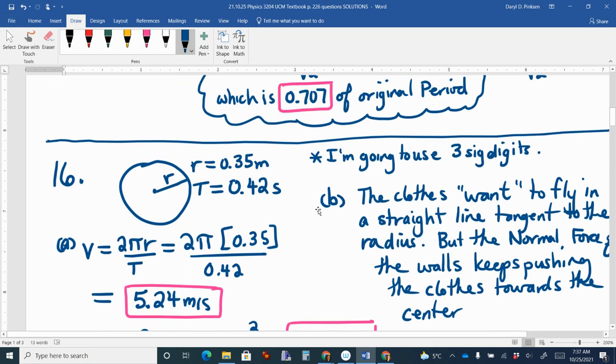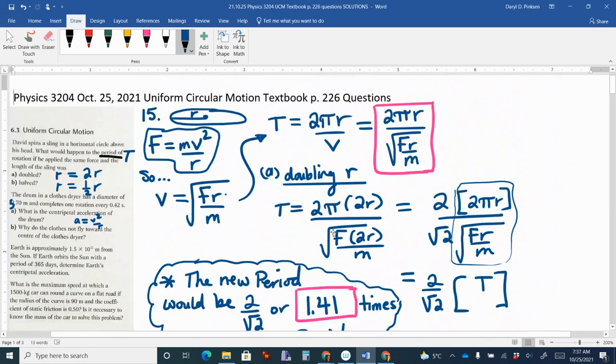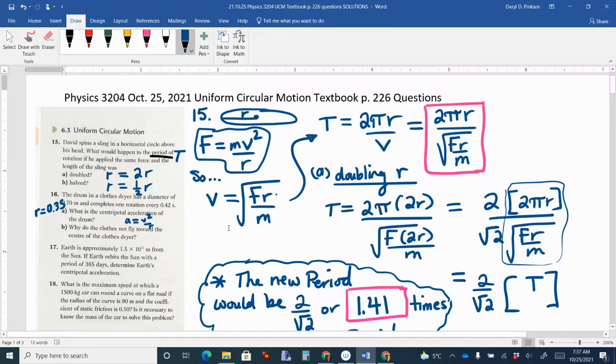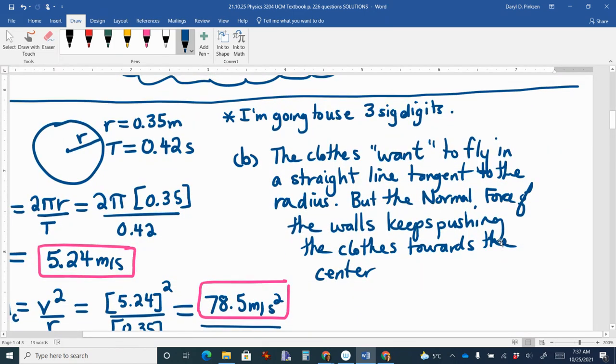And then another question is, why do the clothes not fly toward the center of the clothes dryer? It's the normal force that is always pushing inwards, but what the clothes want to do is fly in a straight line tangent to the radius, according to Newton's first law, the law of inertia. And the only thing that keeps them from doing that is the normal force that keeps pushing the clothes towards the center.